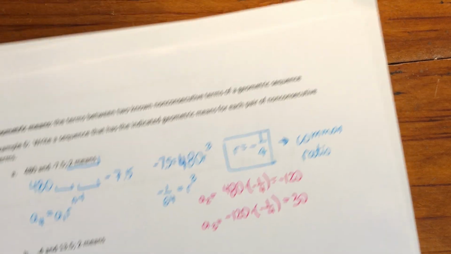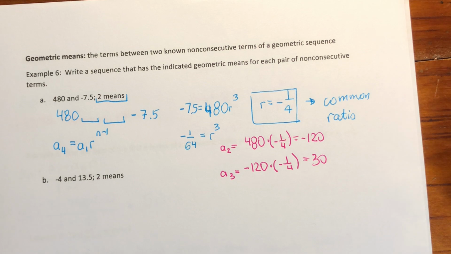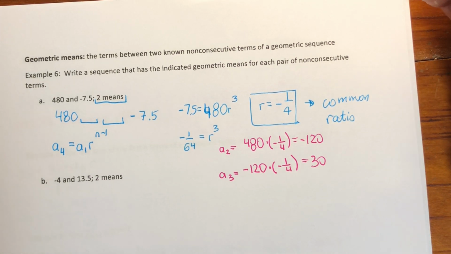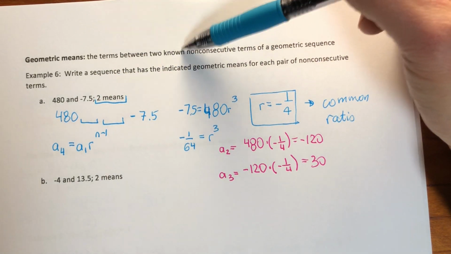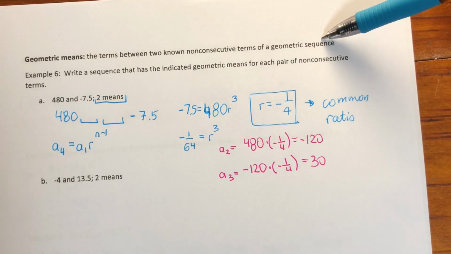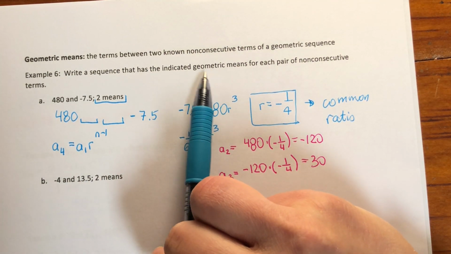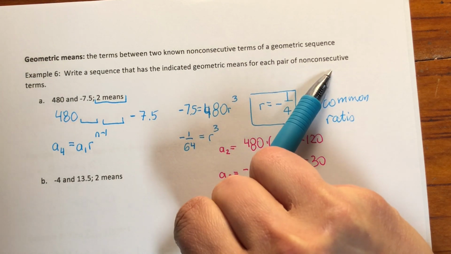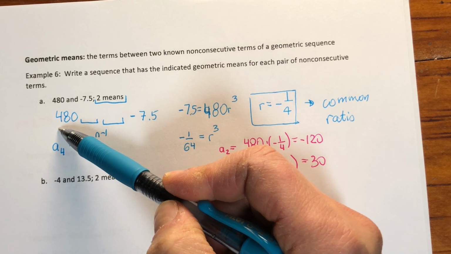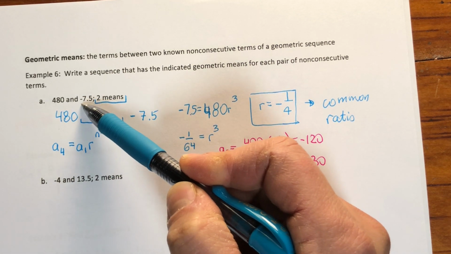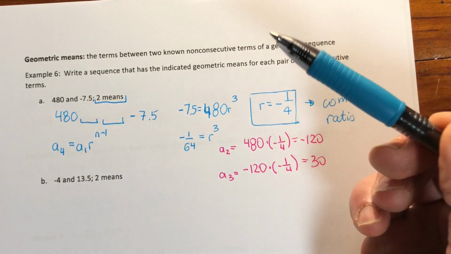All right, now we talked about arithmetic means. So now we have the geometric means, and it works very similarly. Geometric means are the terms between two known non-consecutive terms of a geometric sequence. Let's say we want to write a sequence that has the indicated geometric means for each pair of non-consecutive terms. We have 480, which is the first term, and negative 7.5, which is our last term, and we know that there are two means in between.